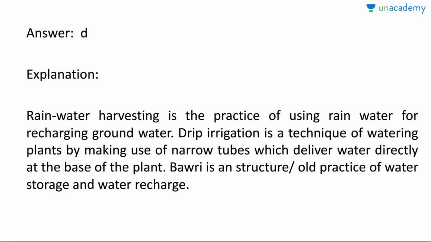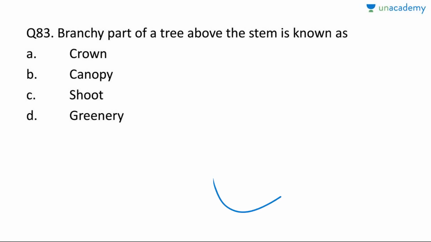Okay, 1, 2, 3. So rainwater harvesting is the practice of using rainwater for recharging the groundwater, and drip irrigation is a technique of watering plants by making use of narrow tubes which deliver water directly at the roots or the base of the plant, while a bawdi is a structure or old practice of water storage and water recharge.